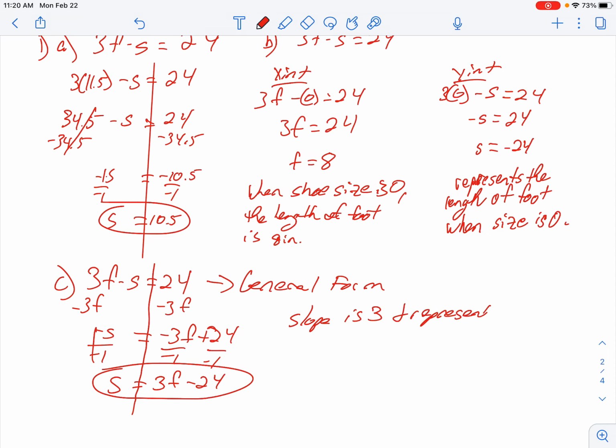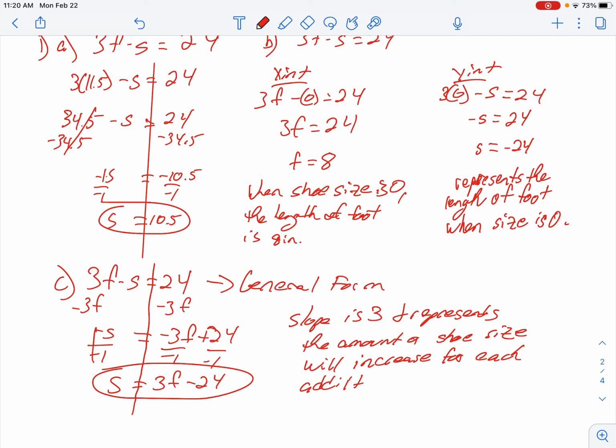So in this case, the slope is 3 and represents the amount shoe size will increase for each additional inch in foot length.